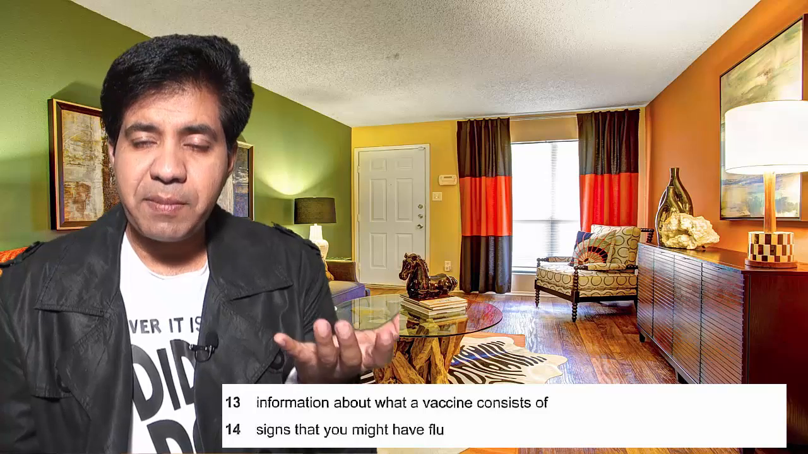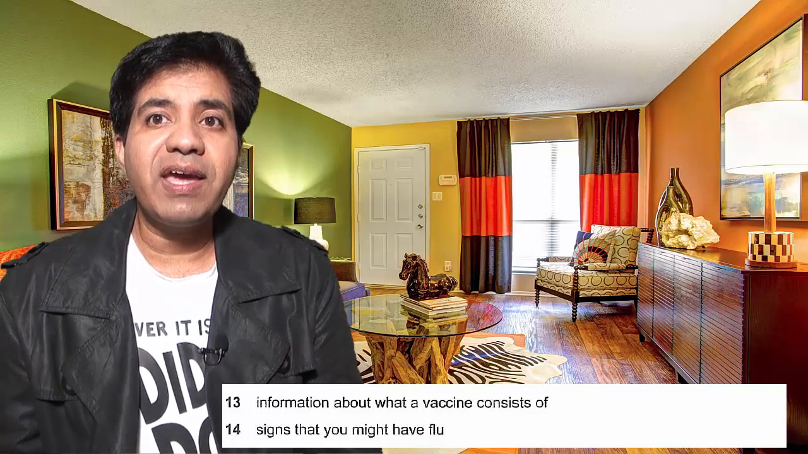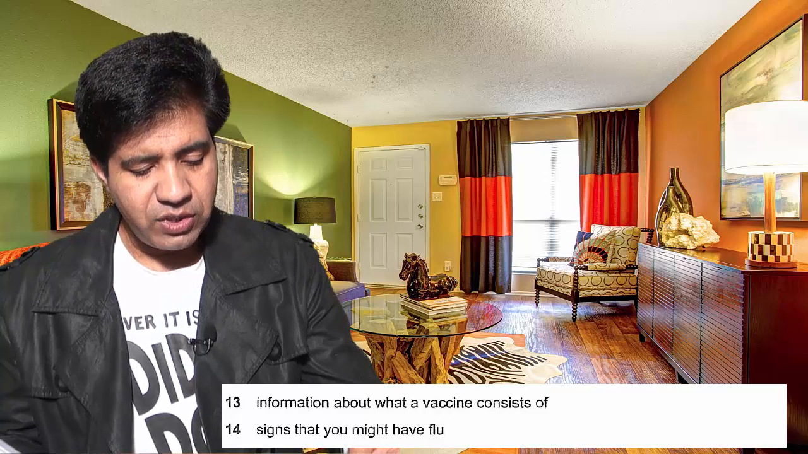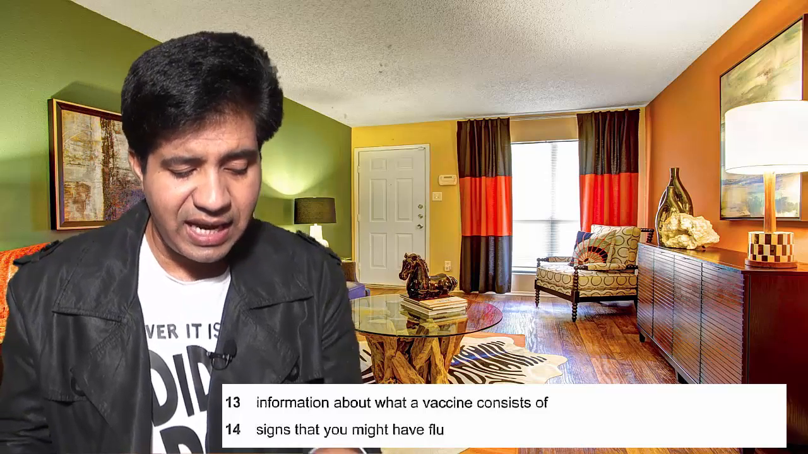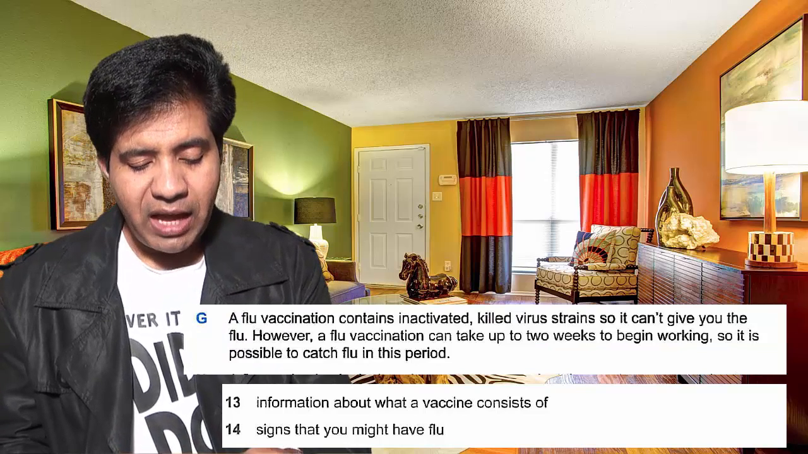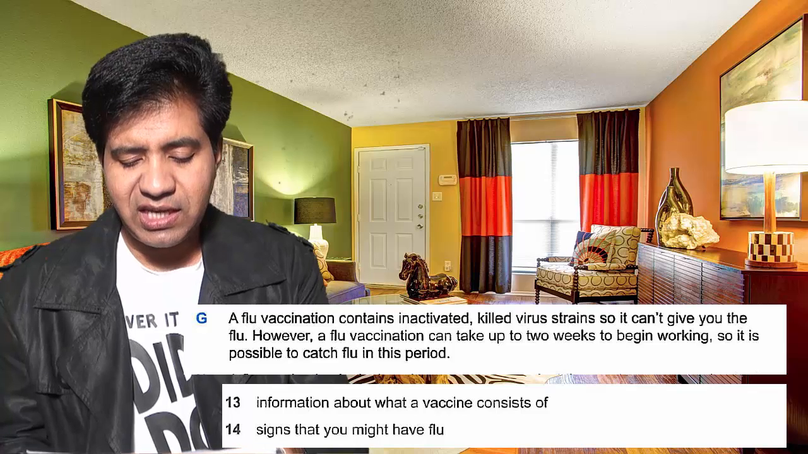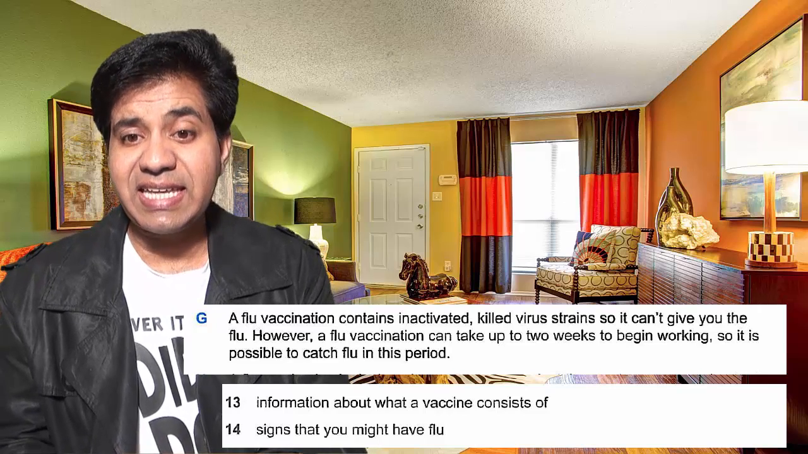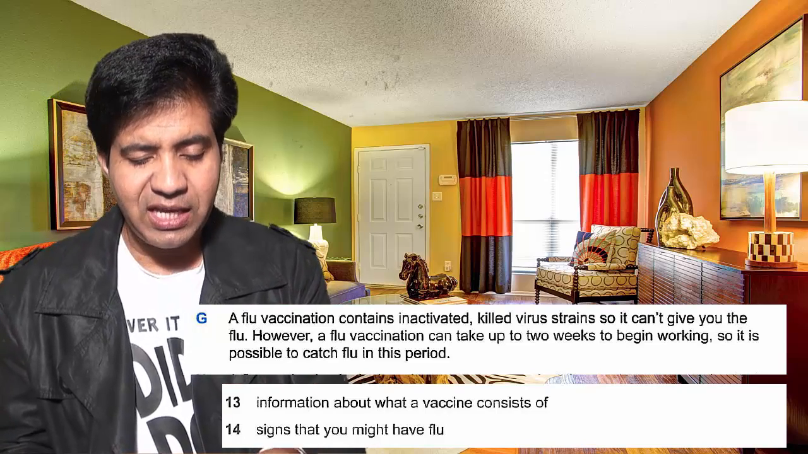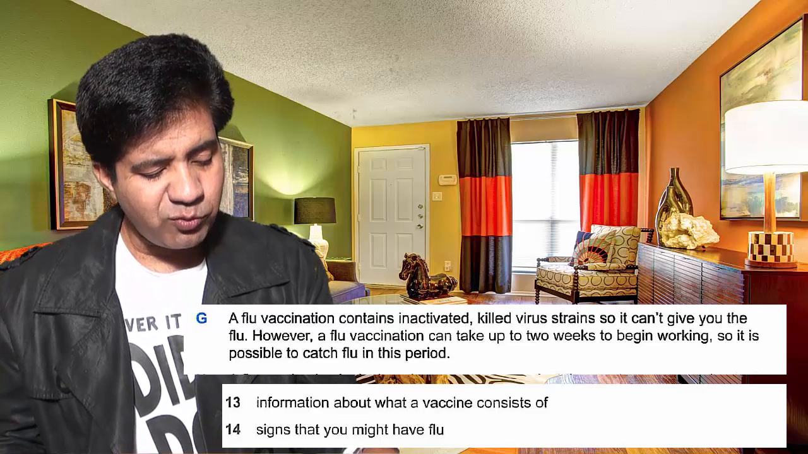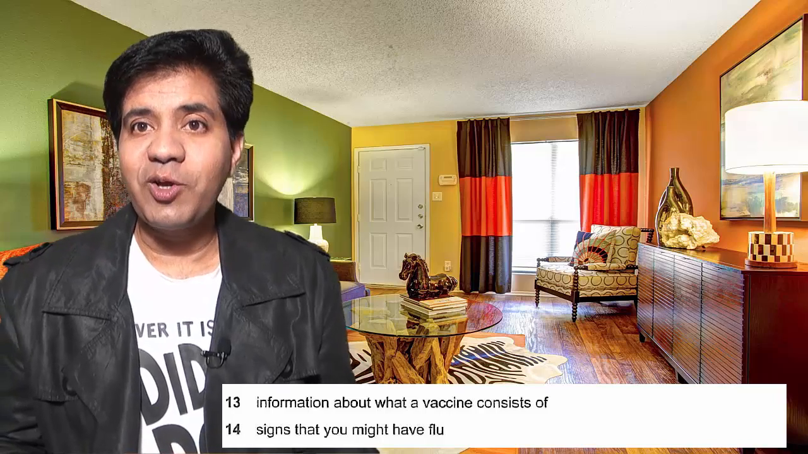In one paragraph, they're going to tell us about the ingredients or components of the vaccine. What the vaccine consists of. So we are going to see contain, it contains, containing and all that. I told you the first line is really good. It's written here. A flu vaccination contains inactivated, killed virus strains, so it can't give you the flu, right? A flu vaccination contains or consists of, that's the same thing. So for question number 13, paragraph G is the right answer. Question number 14, signs that you might have flu. We've done that already, the other way.